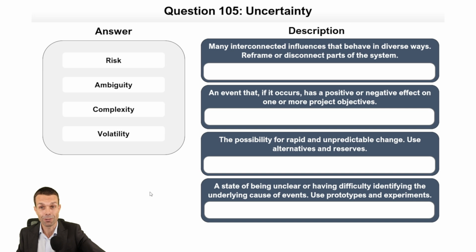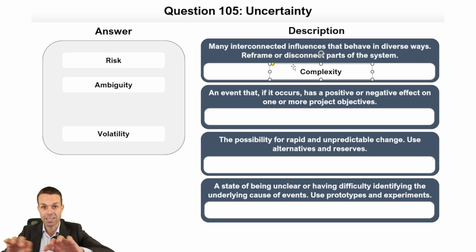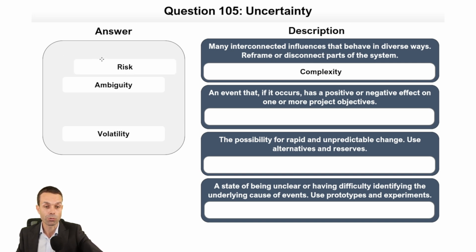Okay, I do love VUCA, or volatility, uncertainty, complexity, but what is this one? Many influences. This one I think is complexity, because it makes things complex, and we decouple it to make it more simple. Exactly. So an event that, if it occurs, has a positive or negative effect on one of the project objectives, that is risk, because we can have threats or opportunities in risk.